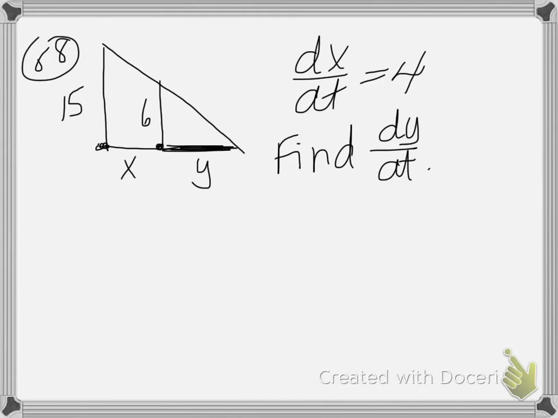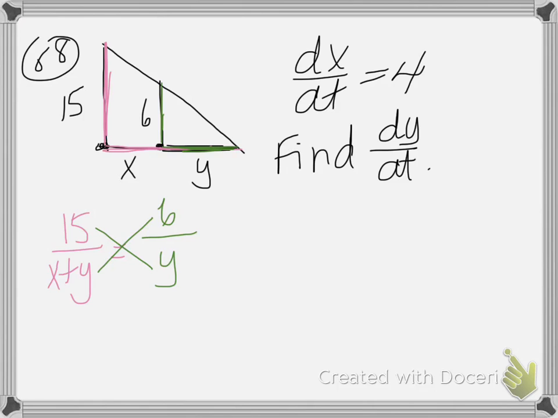So what you have to do is say, okay, the height of the lamppost, 15, over this line here, which is x plus y, has to be equal to the height of the guy, 6, over his piece, which is y. That's the whole setup, and once you do that, then it's pretty easy. So we're going to cross multiply, and you're going to get 15y equals 6 times (x plus y). Distribute those parentheses.